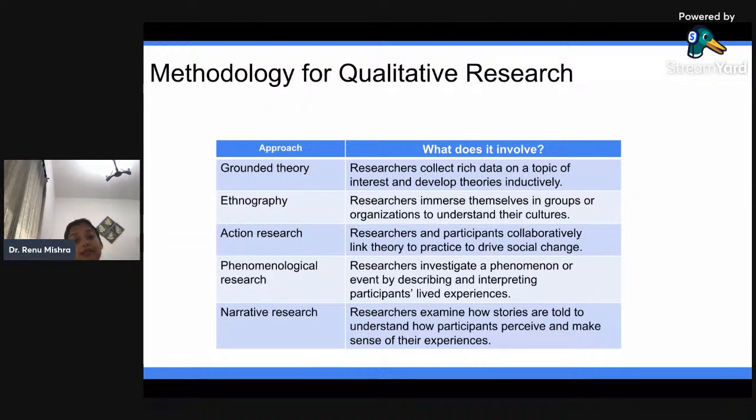Okay, so I'm trying to interpret a particular event, or I'm trying to understand or investigate a particular phenomenon. Then comes narrative research. Now, narrative research, you must have understood a lot about narrative analysis. Basically, in this, the researchers examine how the stories are told to understand.